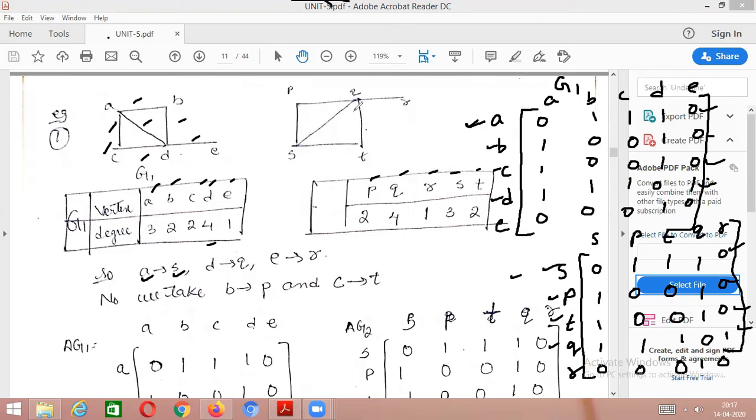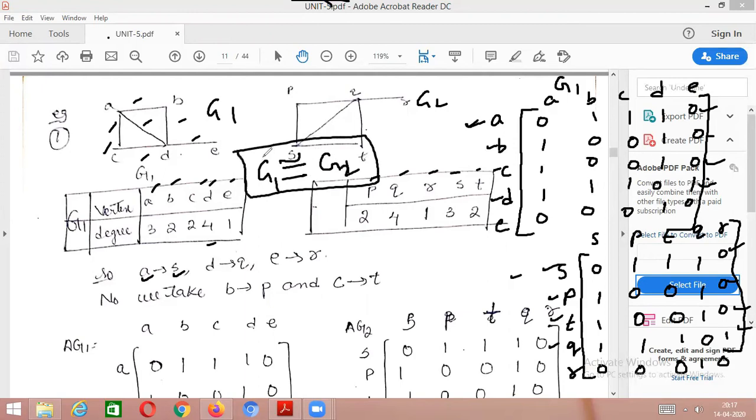First graph, second graph: same number of vertices, same number of edges. Degree sequences are also the same and the adjacency matrix is also the same. Therefore, the given two graphs, the first one G1 and the second one G2, are isomorphic. Isomorphic is denoted like this: G1 is isomorphic to G2.